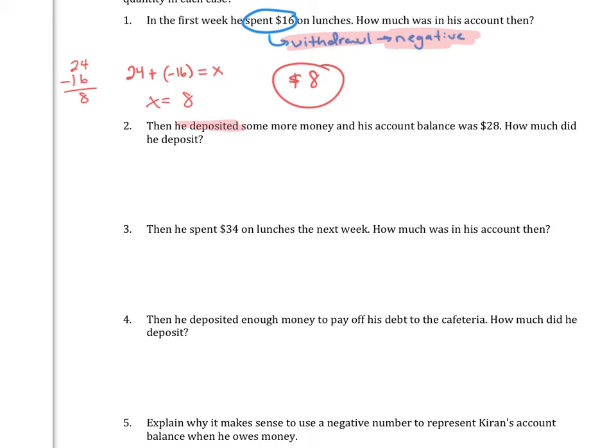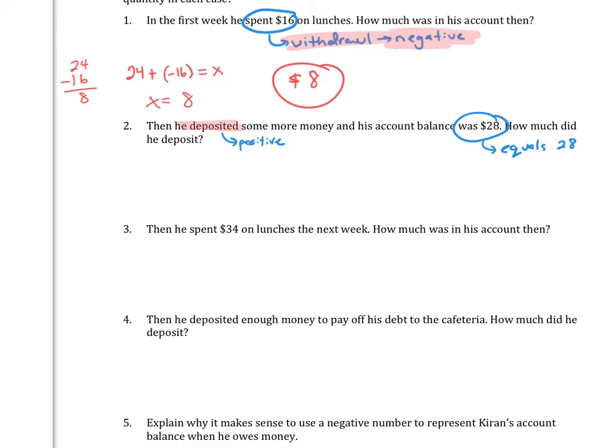there's that deposited word again, remember, that's a positive connotation. So let's write the word positive next to it. It says he deposited some more money in, and his account balance was $28. So it doesn't say that he deposited $28. It says that it equals $28 after he deposits some unknown amount.